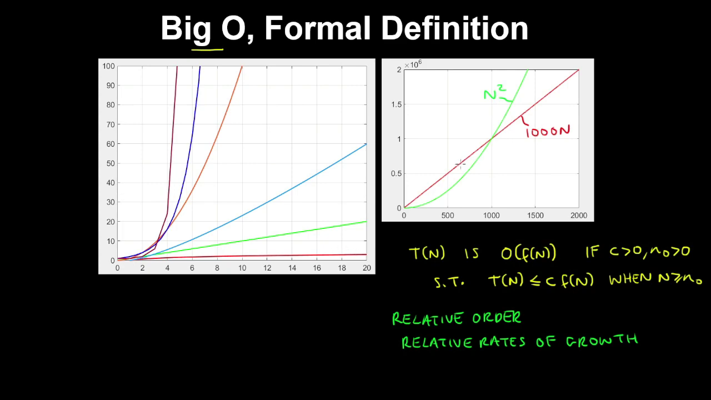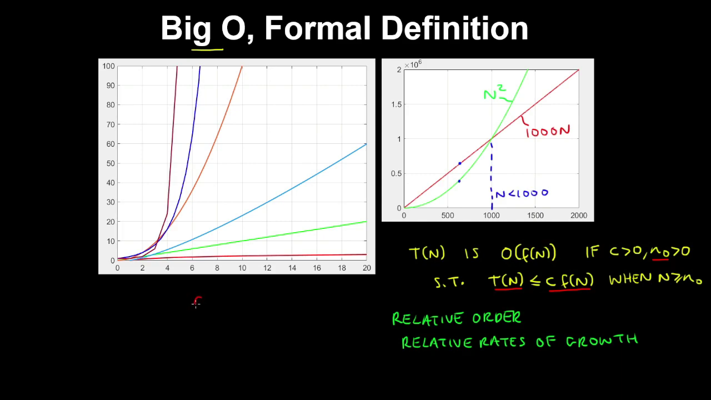Although the linear function 1000n is larger than the quadratic function for small values of n, specifically n less than 1000, we can see that n squared grows at a faster rate. So using the big O definition, there's some point n naught where c multiplied by f of n is at least as large as T of n.